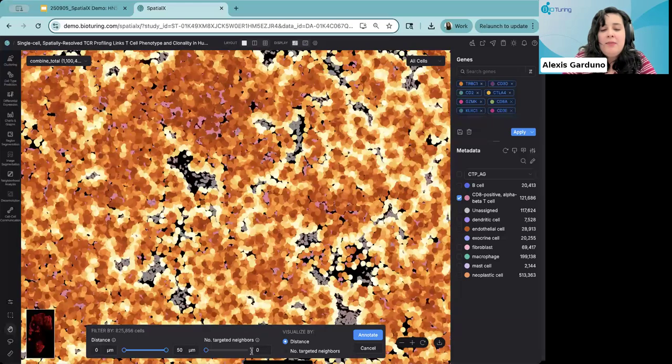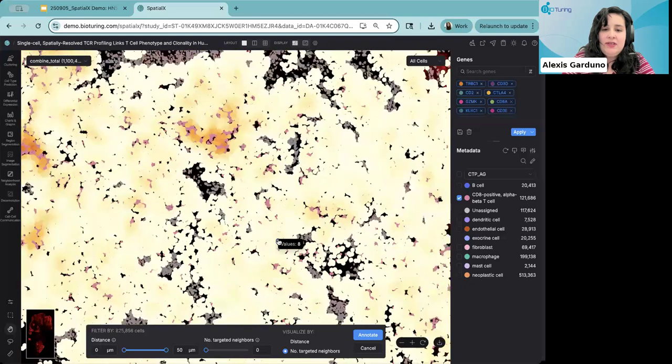The other unit that you also need to pay attention to is the number of targeted neighbors, which is quite different.